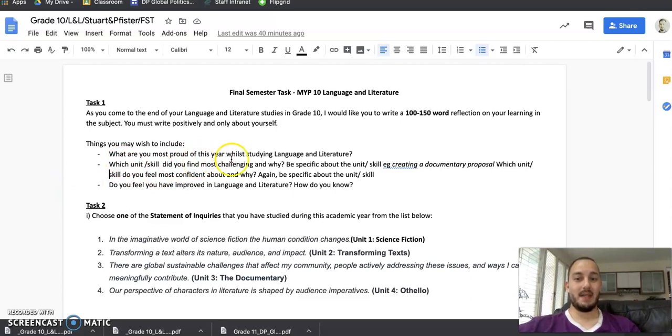What unit or skill did you find most challenging and why? And try to be specific about the unit or skill. Which unit or skill do you feel most confident about and why? And again, be as specific as possible. Do you feel you've improved in language and literature? How do you know? And I think all of us have in our own way. So, do be positive.